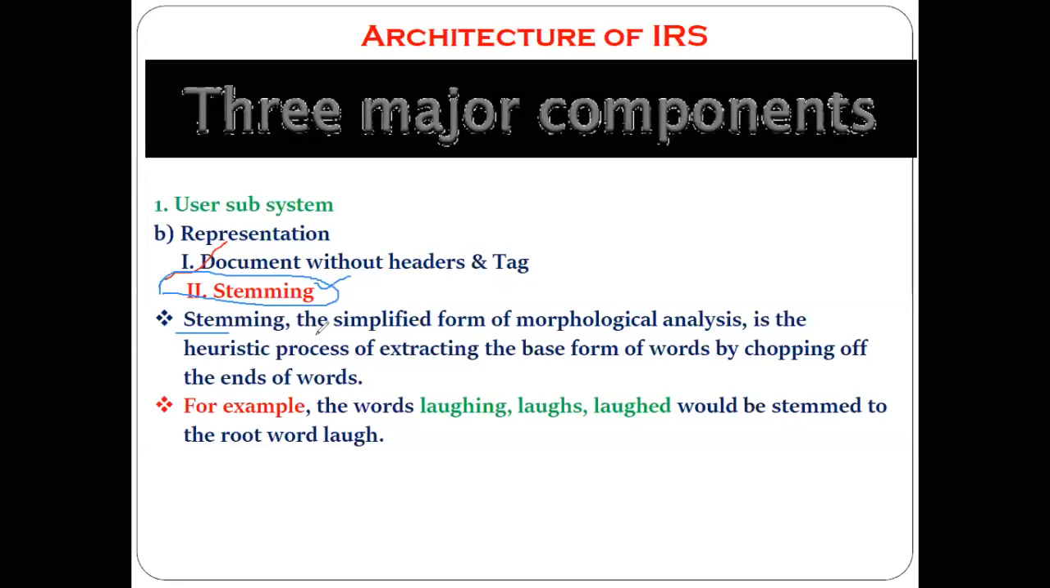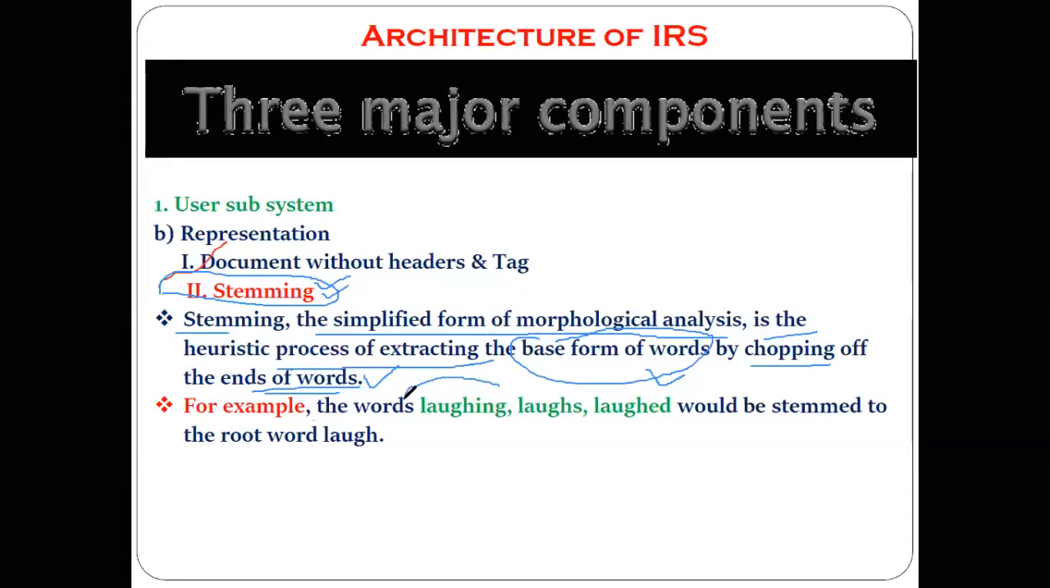Here I mentioned stemming, the simplified form of morphological analysis, which is the heuristic process of extracting the base form of a word by chopping the end of the words. So chopping is considered stemming. Stemming is nothing but creating a simplified form or base form of the words, how? By chopping the ends of the words. Let me take you through an example here.